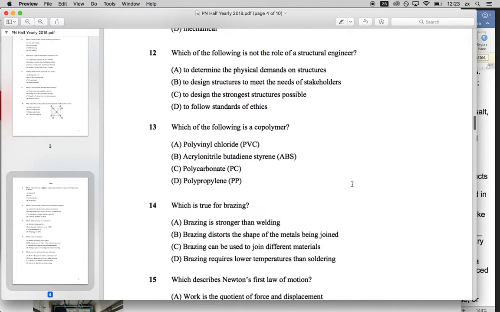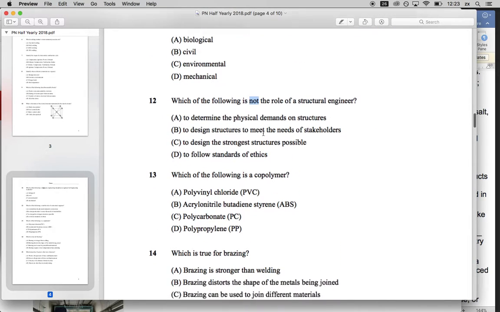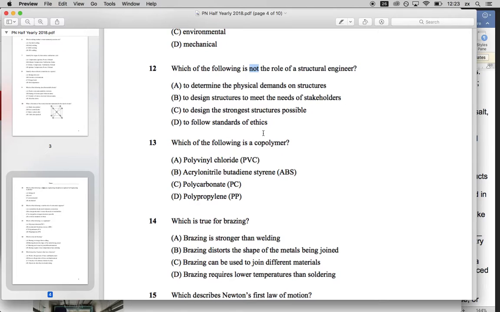Okay, the role of the structural engineer. Now, when I was marking this question, I'd forgotten that I'd written it, and I really wasn't looking for the "not", especially seeing as the one above was in dark text. But when I looked at it, the answer I started correcting and had to go back and change is that I would have said the most correct answer is that they need to meet the needs of stakeholders. I would say that sums up everything.